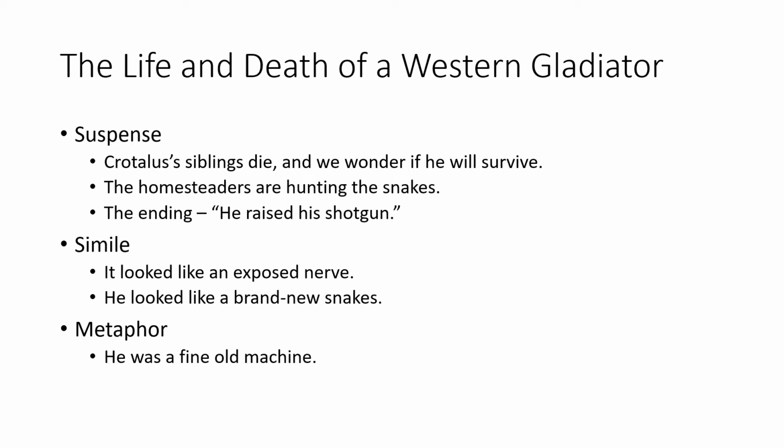Okay, also in this story, I want to point out some more similes and metaphors. So it says it looked like an exposed nerve. This is talking about his tongue sticking out, right? And it's comparing his tongue to a nerve using like. And then also, he looked like a brand new snake. Sorry for my typo. Anyhow, it's comparing him after he sheds his skin to a new snake. And then a metaphor, he was a fine old machine. So again, they're comparing the snake to an old machine without using like or as. That's how you know it's a metaphor.